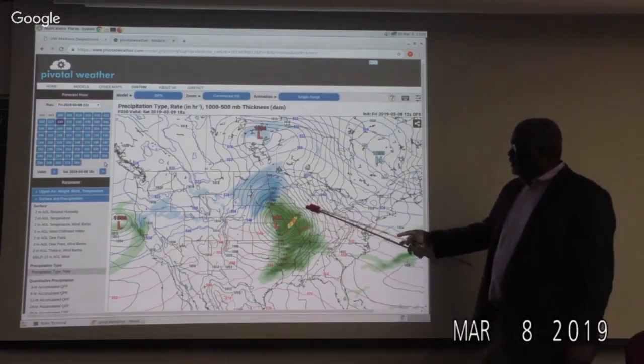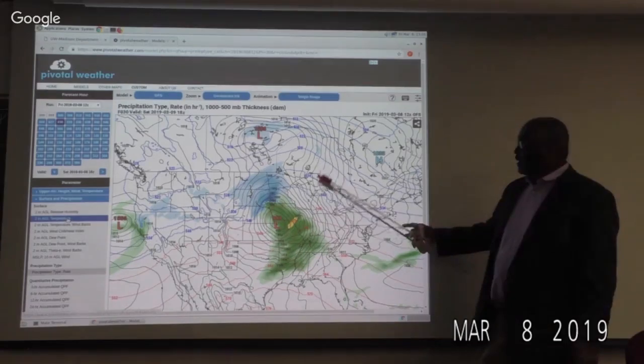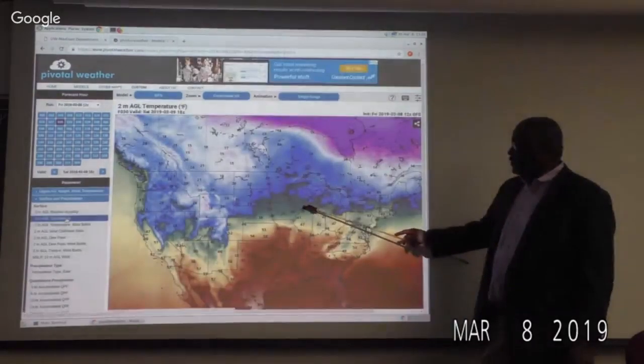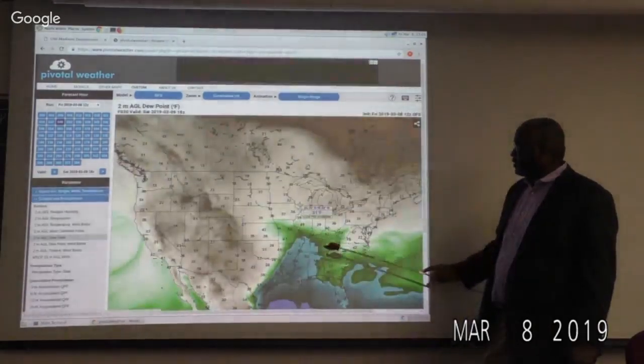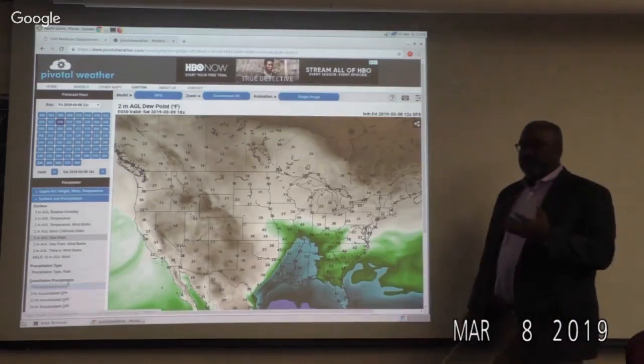But if we look at this, the two things we'll look at are basically what our wet bulb temperature is going to be. The air temperatures are basically just around 34 degrees or so, around 34, 35 degrees. The dew point temperature at the same time is about 31 or so. So our wet bulb is just above freezing.